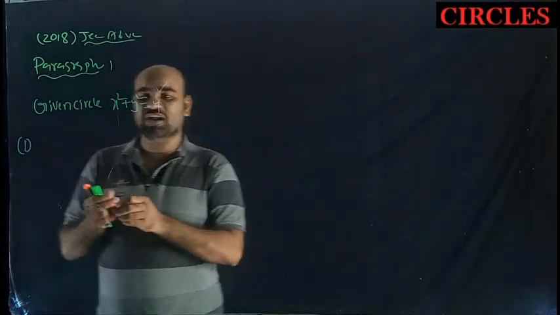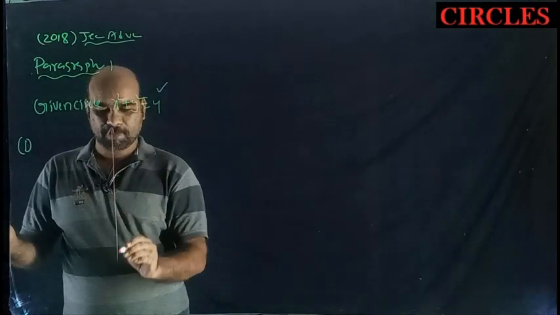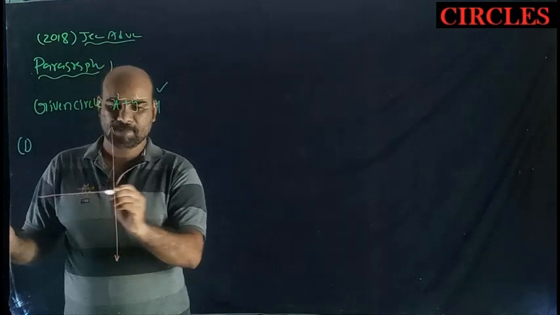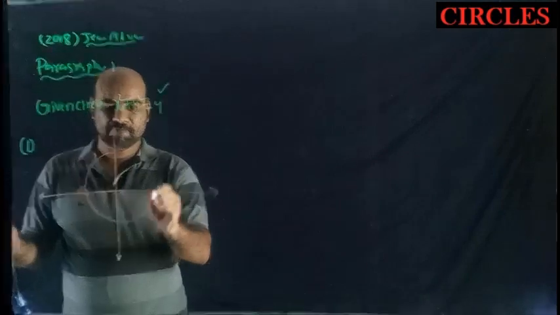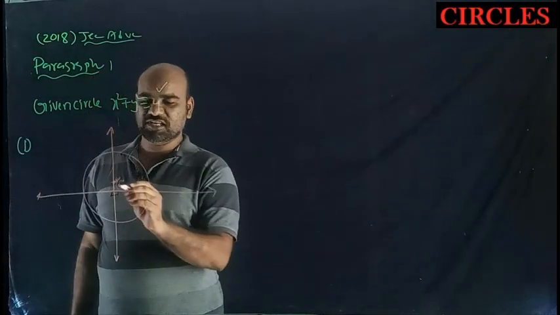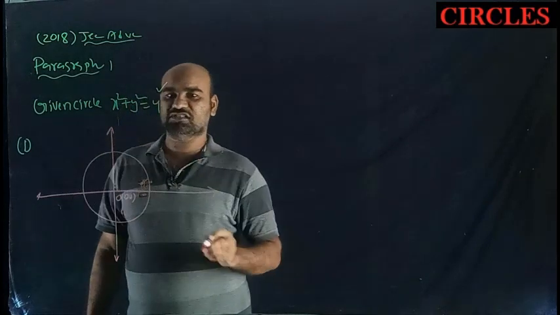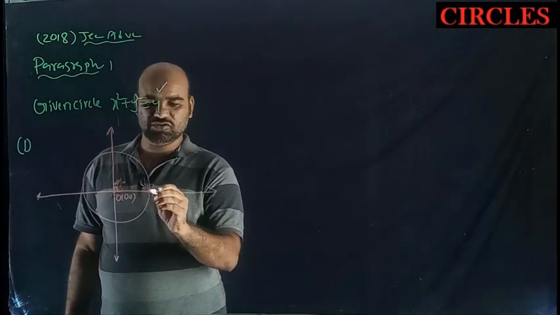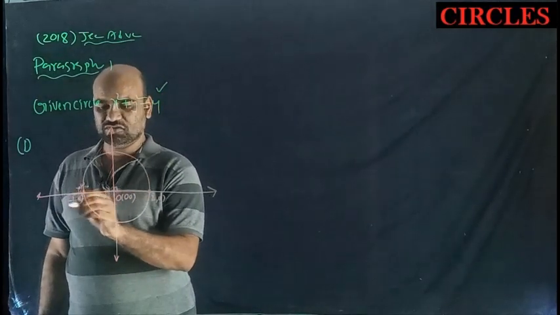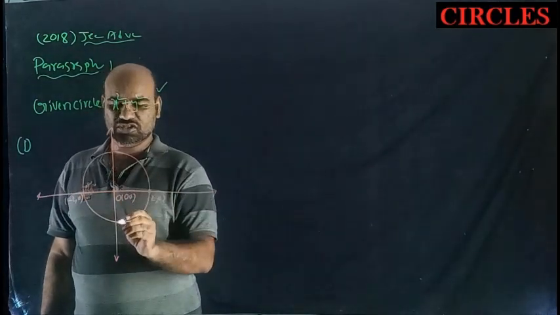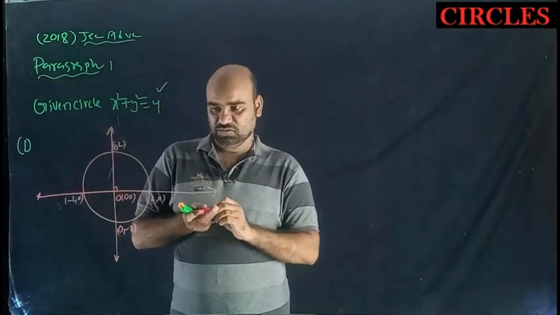So first of all, I want to draw its rough sketch. This is a circle whose center is 0, 0 and radius is 2. Automatically this point is 2, 0. This point is minus 2, 0. This is 0, 2. This is 0, minus 2. Okay.